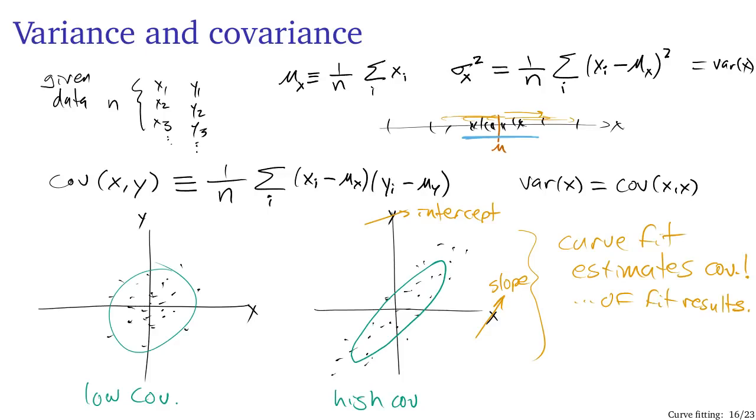Now, what makes covariance a little bit difficult to estimate or to interpret is that what the curve fit function actually provides is an estimate of the covariance matrix. Because we have multiple fit parameters, we're going to have an estimate of the variance of the intercept perhaps, an estimate of the variance of the slope, and an estimate of the covariance of slope and intercept together. We'll talk about how to interpret those things in general.